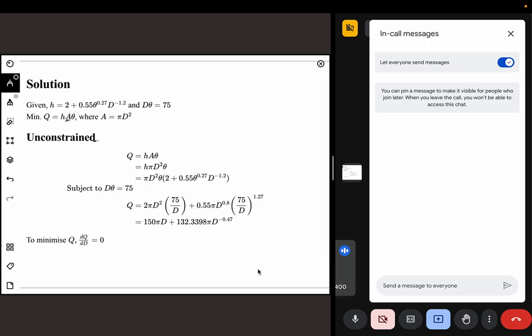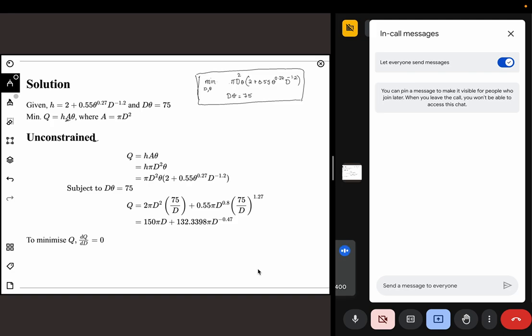If I write it in our form, what we are trying to do is minimize Q, which is H pi d square theta. I am trying to change d and theta, and my constraint is d theta equal to 75, where this H is given by the expression 2 plus. So this is my problem, right? Is it clear?